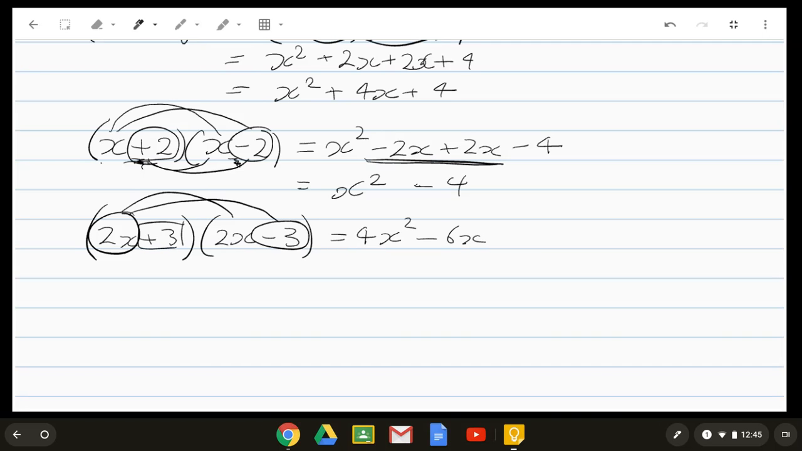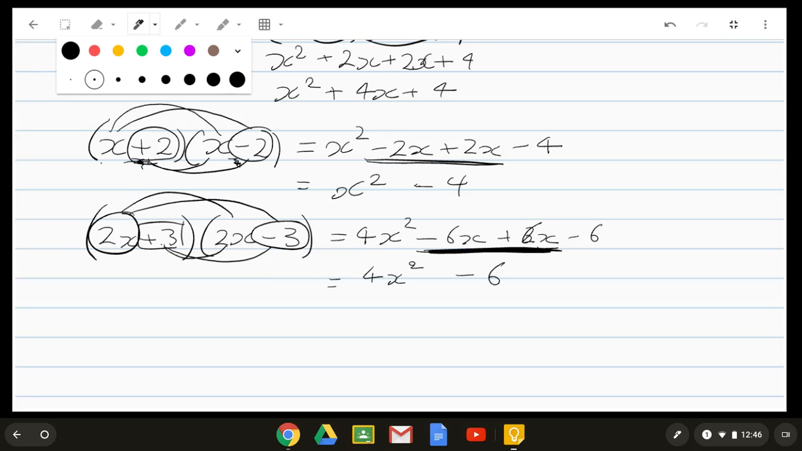Then we take our positive 3 and multiply it by 2x, get plus 6x. Okay, 3 times 2x is 6x. Then our plus 3 times minus 3, a positive times a negative is a negative, negative 6. We collect our like terms, and we're left with 4x squared. The bit in the middle cancels each other out, minus 6x plus 6x, and we're left with minus 6.